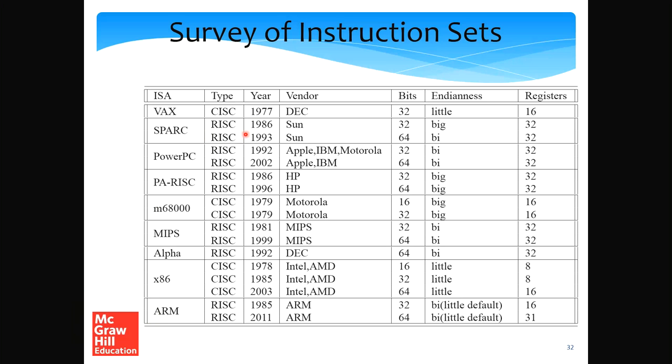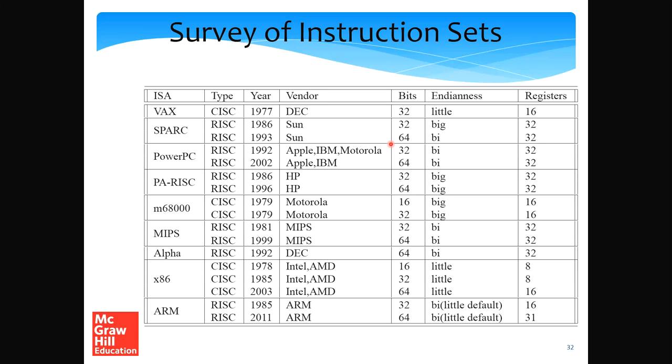Then one of the more popular instruction sets was the Sun SPARC instruction set. There were actually two variants of SPARC. The 32-bit variant was introduced in 1986, and the 64-bit variant was introduced in 1993. What 32 bits means is that one instruction was 32 bits. In SPARC, the size of a register was 32 bits. So that's what it means to be a 32-bit instruction set.